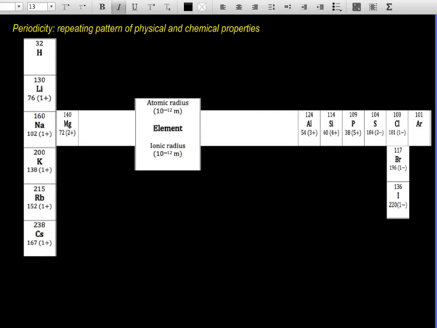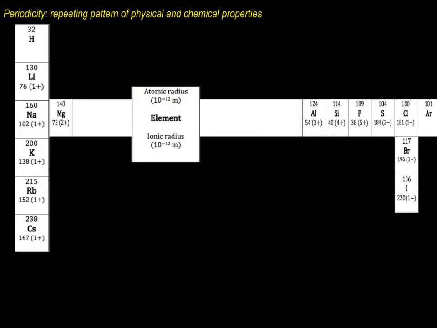The first trend I like to look at is atomic radius. If you look at the periodic table, this is a cross section of your periodic table. As we go across a period, for example period 3, if you follow the elements, you see sodium is 160 picometers, then magnesium gets smaller, 140, aluminum gets smaller. So the trend is as you go across, atomic radius gets smaller.